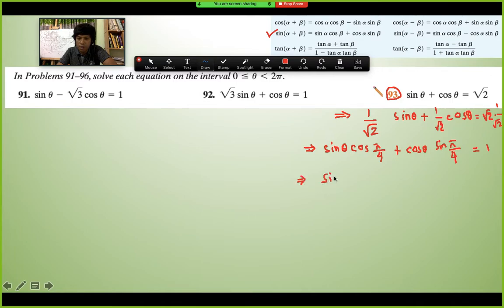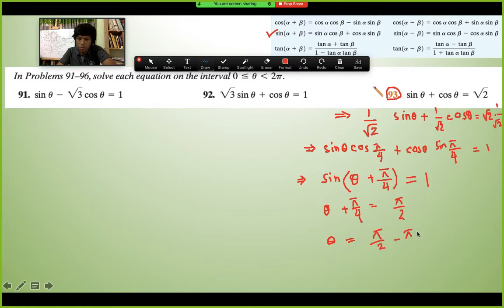So this is sine, alpha means theta here, alpha plus beta, equals 1. So 1 equals what? Sine 90 degree equals 1, right? So we can just directly write it. So theta plus pi by 4 equals 90 degree, right? 90 degree means pi by 2. So then theta equals what? Theta equals pi by 2 minus pi by 4.